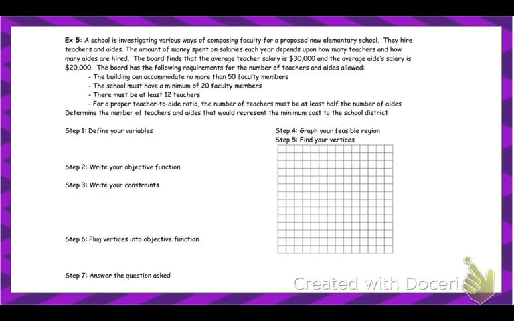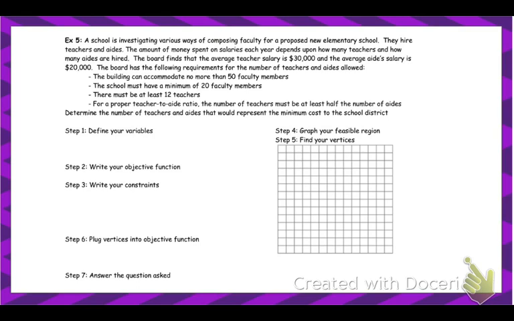So we have a school that's trying to find a way to use their funds to hire teachers and aides. It tells you the average salary for teachers, the average salary for aides, and then it gives you a certain number of requirements. Those requirements are what we use to write our equations for our constraints, which are going to be our inequalities. Then when we're done with all of that, we are finally going to determine the number of teachers and aides that would represent the minimum cost to the school district.